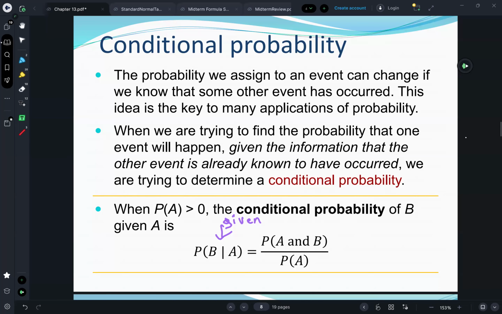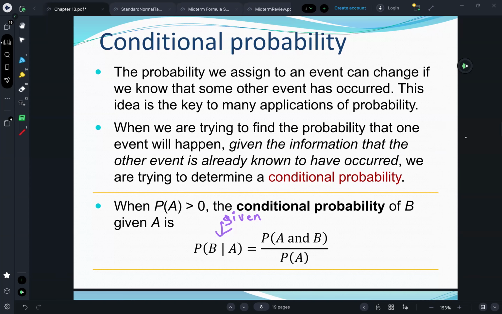What's the probability it's going to continue raining today, given there are really dark clouds in the sky? If you know some more information, it can change the probability and help answer the question. Given the information that the other event is already known to have occurred, we are determining a conditional probability. The probability of A has to be greater than 0, because we don't divide by 0.